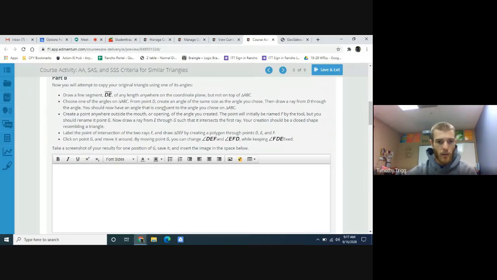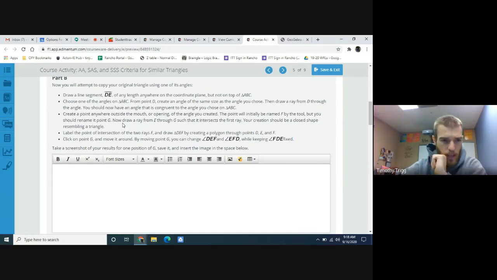So we now have an angle that's congruent to the angle from triangle ABC. Okay, create a point anywhere outside the mouth or opening of the angle you created. The point will initially be named F by the tool, but you should rename it G. Now draw a ray from E through G such that it intersects your first ray. Creation should be a closed shape resembling a triangle.